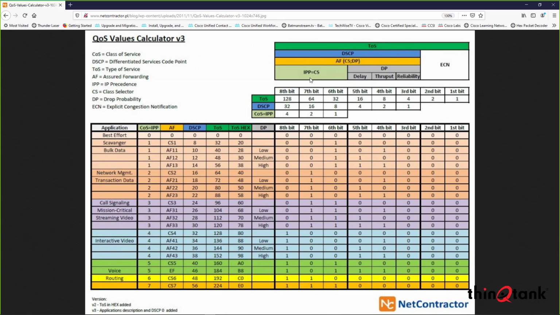And DSCP breaks down, and this is kind of where it gets a little bit too complicated to go into, but it breaks down to 2 separate pieces, class selector and discard discriminator or drop discriminator. The class selector is the first 3 bits, and then the 5th and the 4th bit are the drop discriminator. But you can see the markings here, right? So for example, voice is going to have a class descriptor of EF. That stands for expedited forwarding, all right?